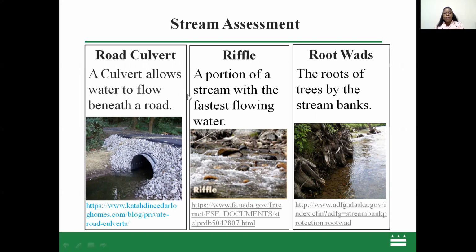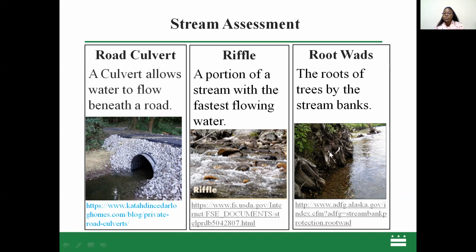A riffle is a portion of a stream with the fastest flowing water. So we look at how many points here we take our samples from. Sometimes in a stream, you only see riffles. Sometimes you see fewer riffles. Sometimes you see rootwads, you see leaf packs. You see a variety of these habitats, but sometimes you don't. So whatever you see, it all depends on the stream you're getting your sample from.